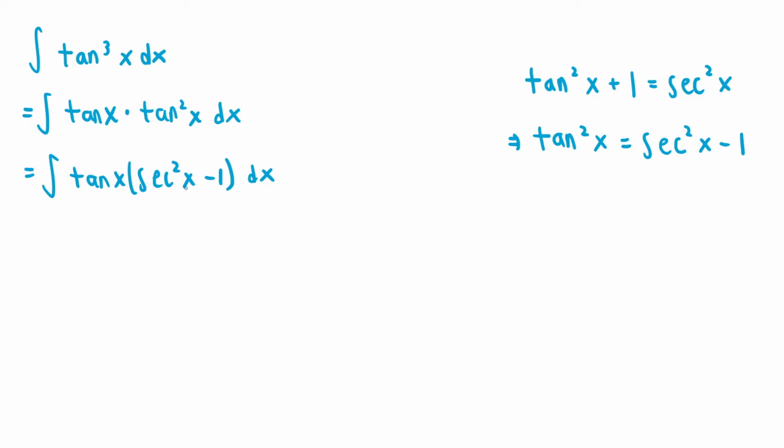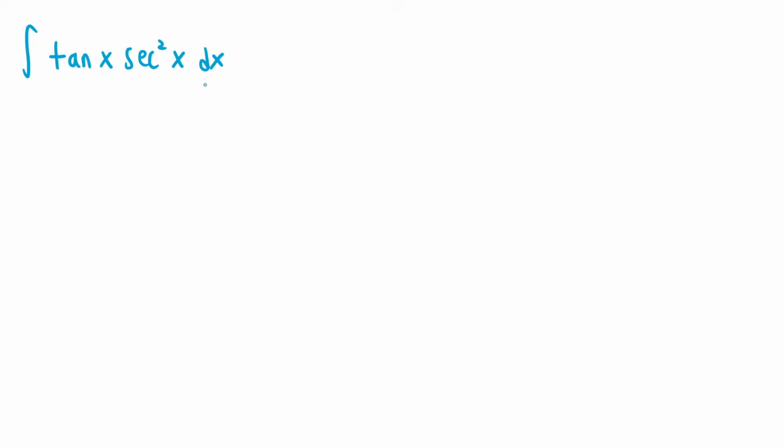If we expand the expression, we end up with the integrand being tangent of x times secant squared of x minus tangent of x. We have a sum of terms, which means we can integrate tangent of x secant squared of x and negative tangent of x separately. So let's first do the integral of tangent x times secant squared of x.